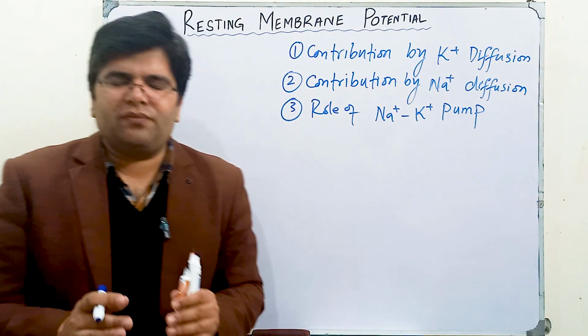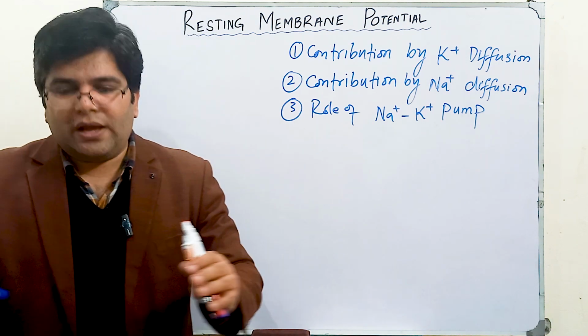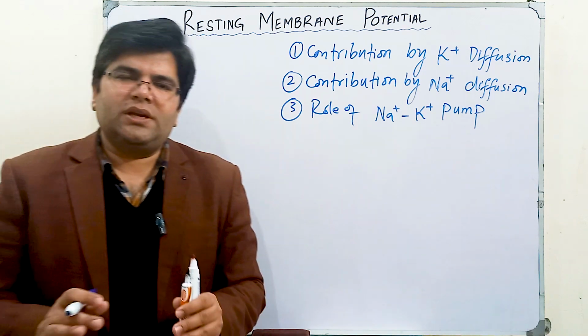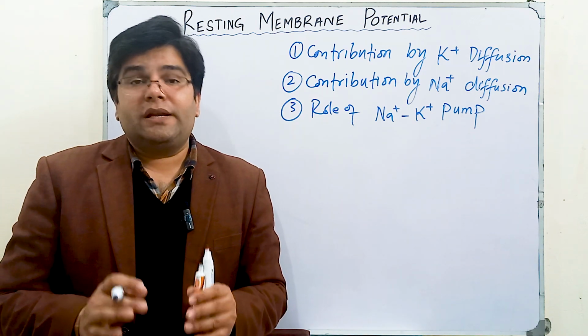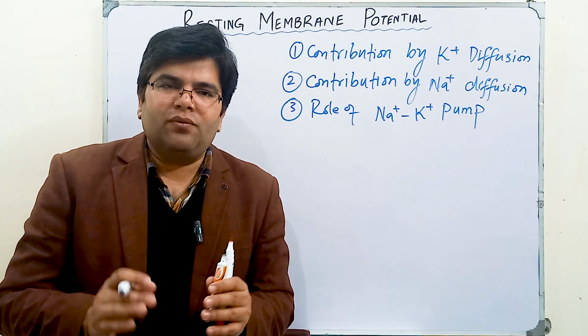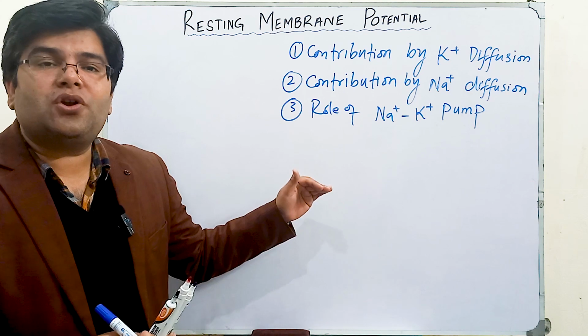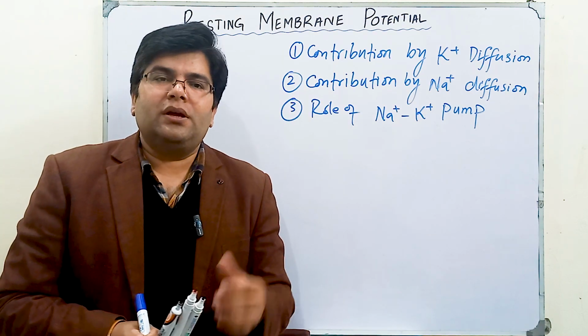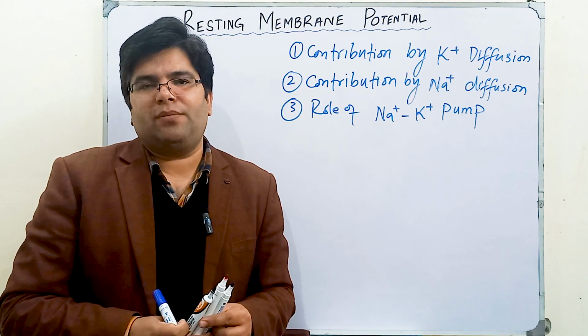So keep in mind the value of resting potential is not the same for every excitable tissue. It varies. And just for the sake of teaching, we are considering the resting membrane potential of large nerve fibers, which is minus 90 millivolt. And we will see the proportional contribution of each of these three factors in the generation of resting potential in a large nerve fiber or in the skeletal muscle fiber.